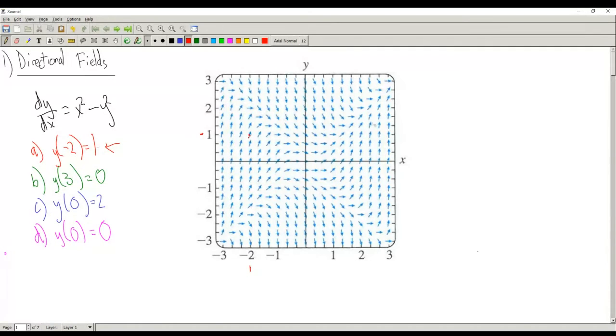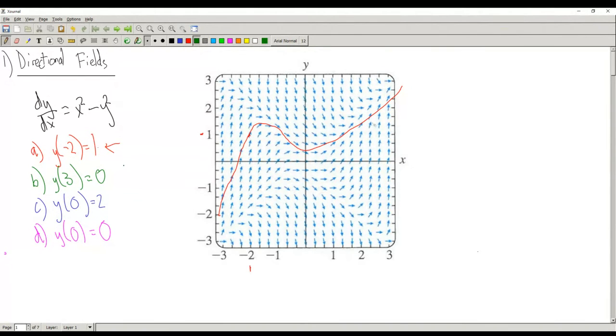Now, all you need to do for this is basically follow the arrows. It's not a trick question. It's simply follow the arrows approximately and draw it neater than I am because I'm doing this digitally, and you'll come out with a curve like that.